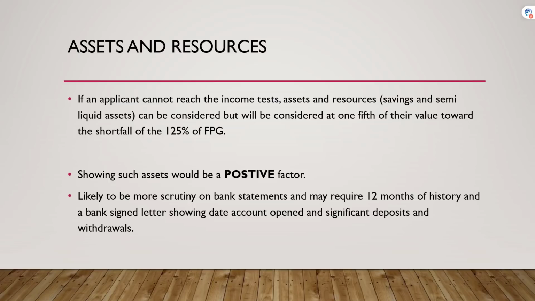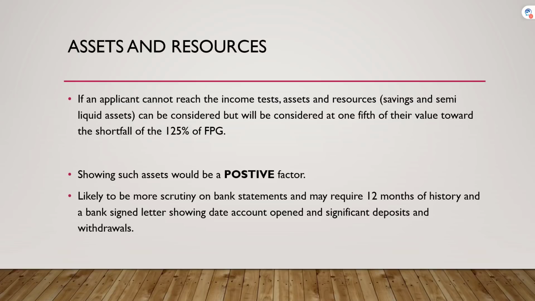But it's important to note that your savings and your assets will only be considered at 1/5 of their value. So let's say you had $100,000 worth of assets through cash and equity in a property. That's the value of the property less the value of the mortgage, right? That's what equity is. Let's say you had 100K. That will only add up to $20,000 worth of assessment as far as this test goes, right?